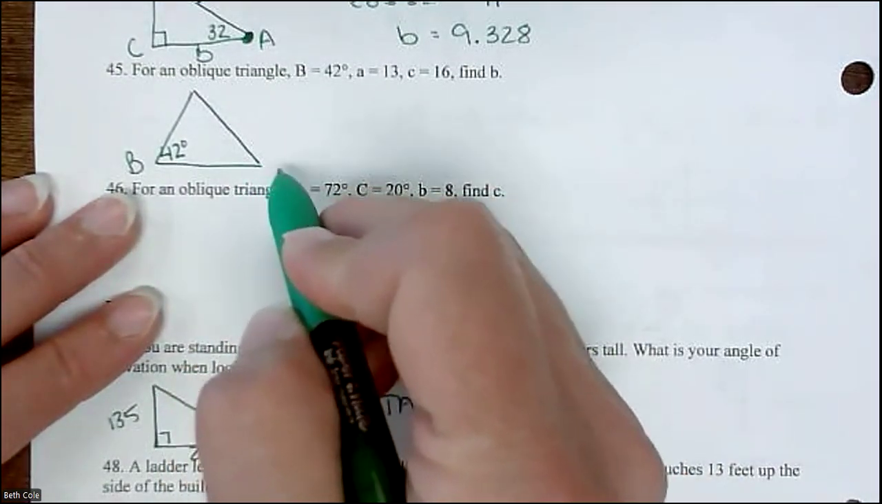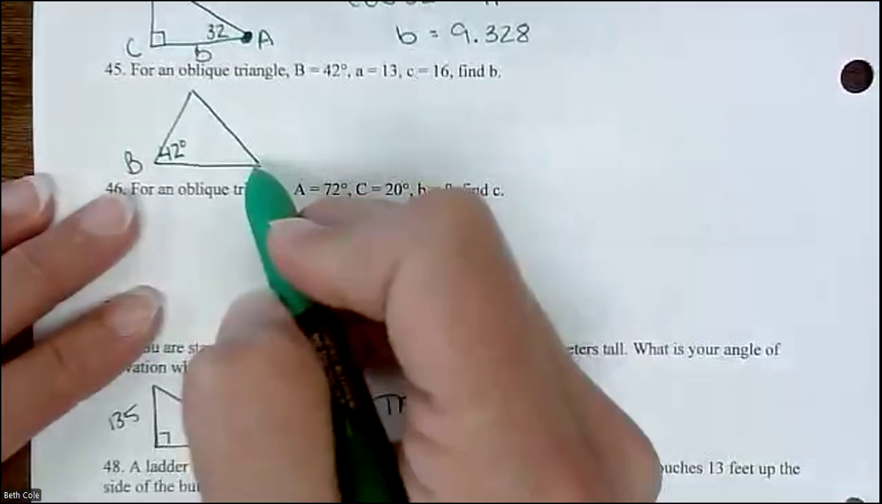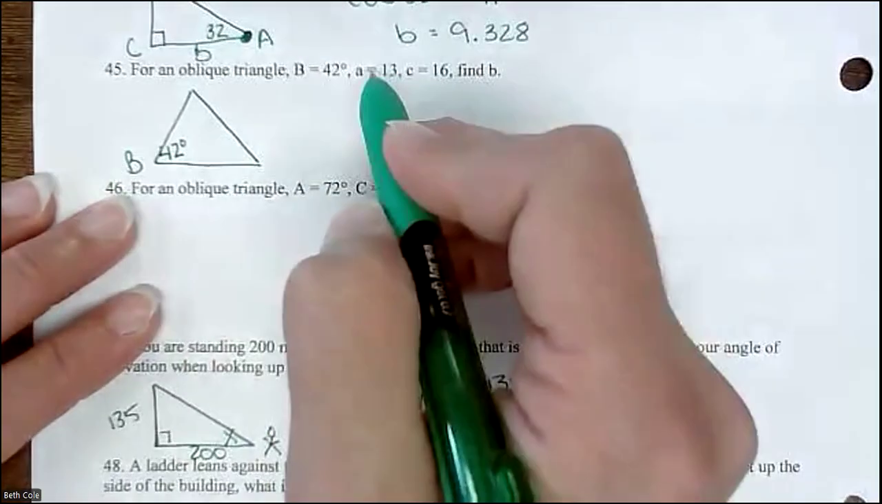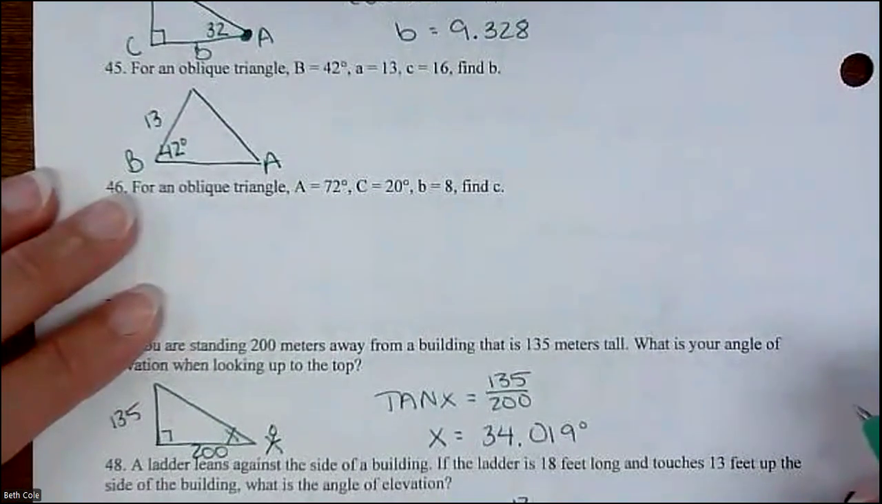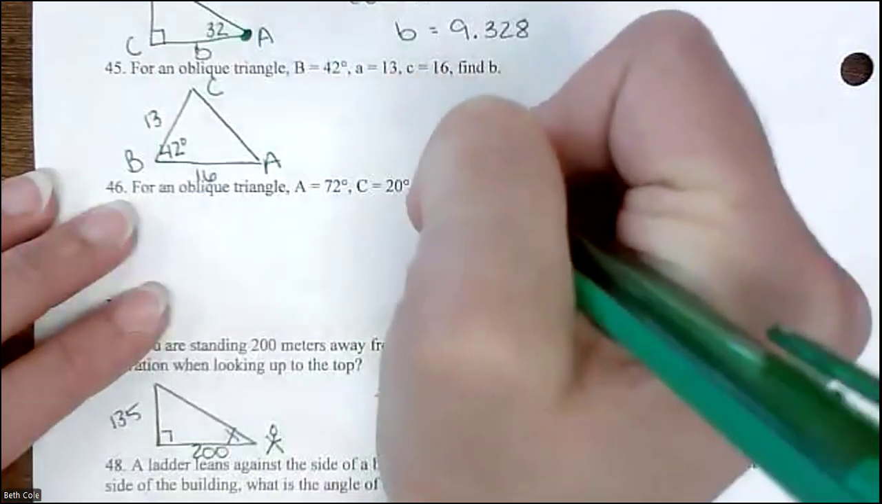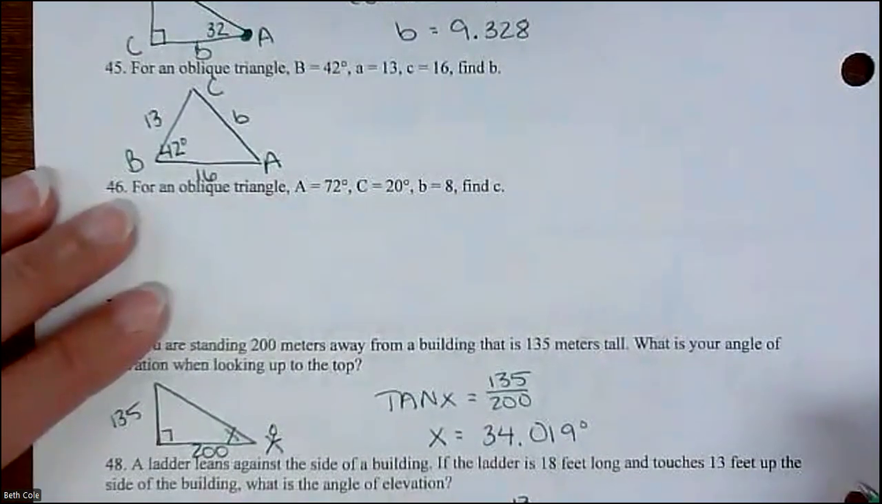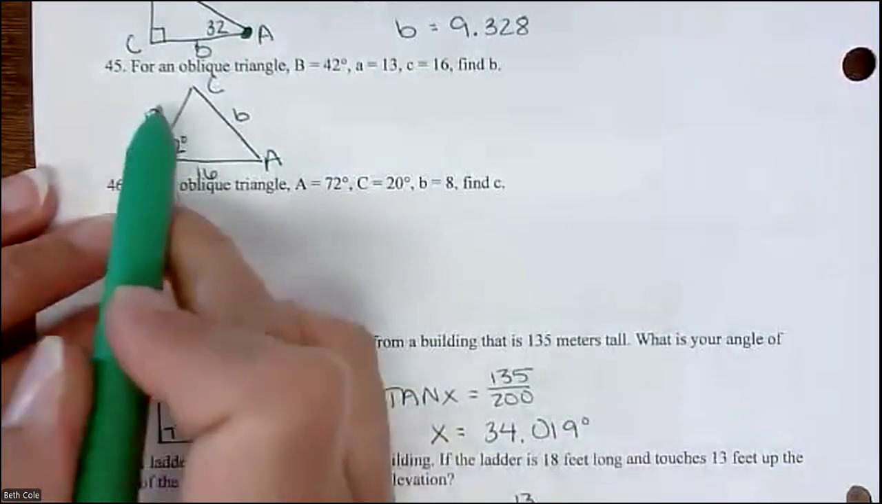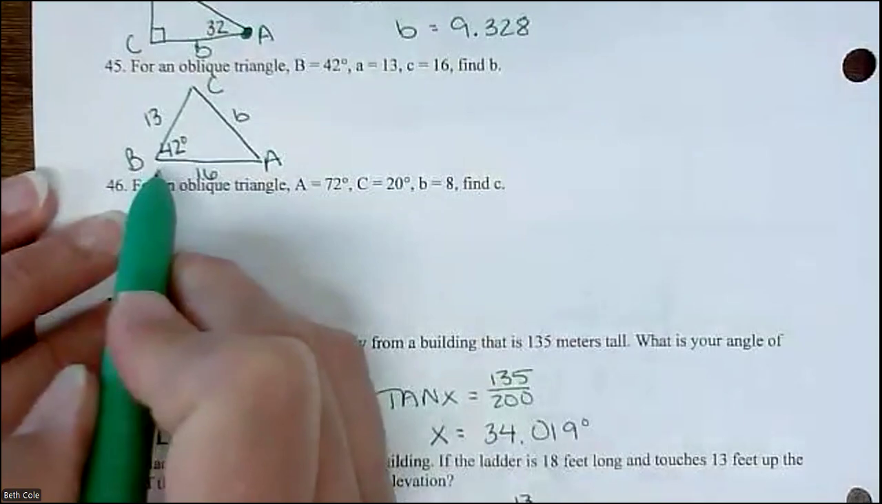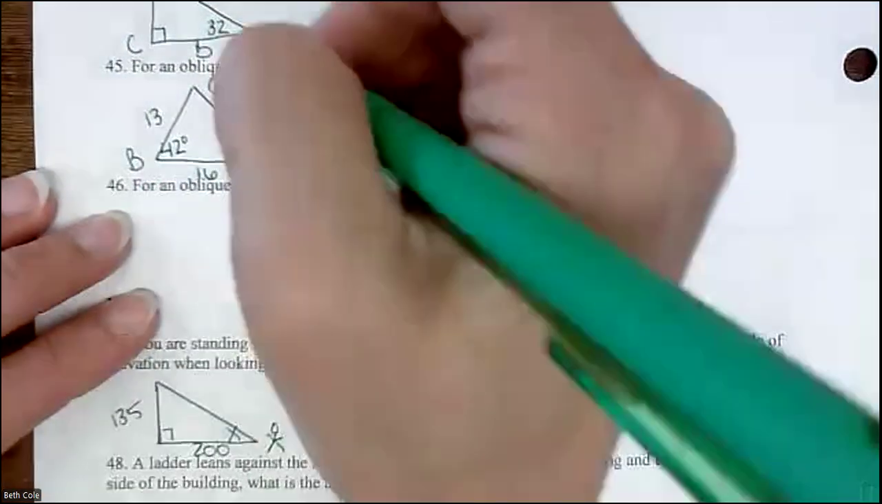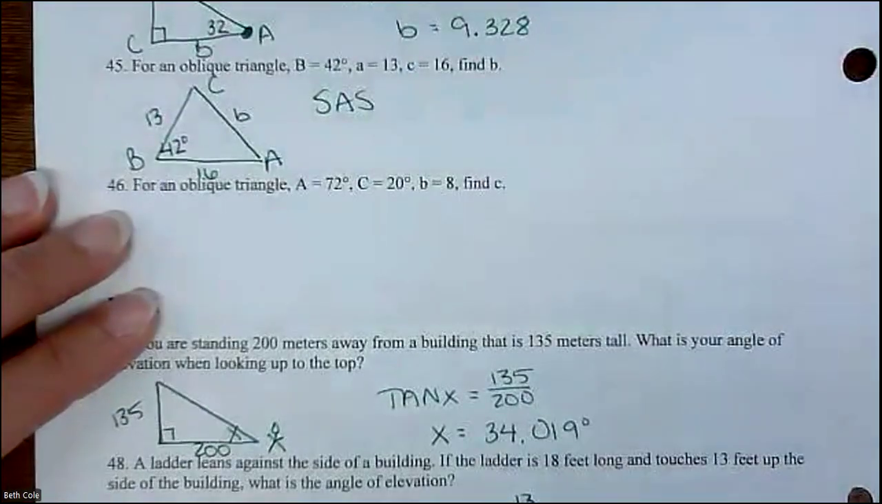The bottom right. And then you would go to the top. Now I don't have another angle, so I kind of can't do that. A is 13, so I'm going to go ahead and label that. And then C is 16, and we're looking for B. So what is your angle and side pattern? Look at the actual numbers you have in there. Well, we only have one angle. Side angle side. Now that means law of cosines.